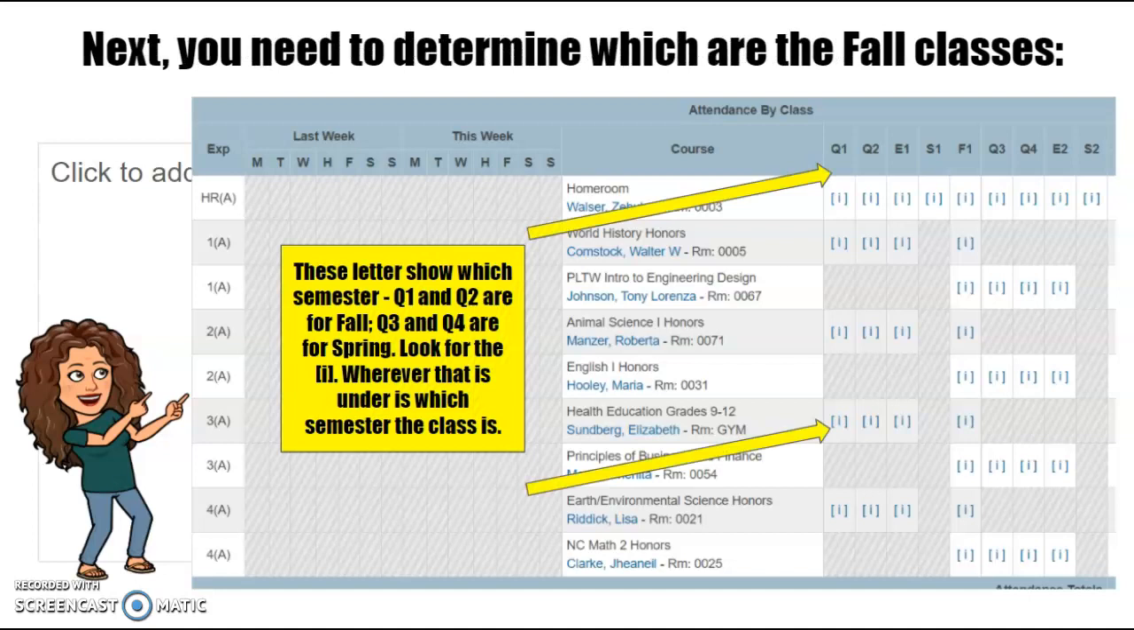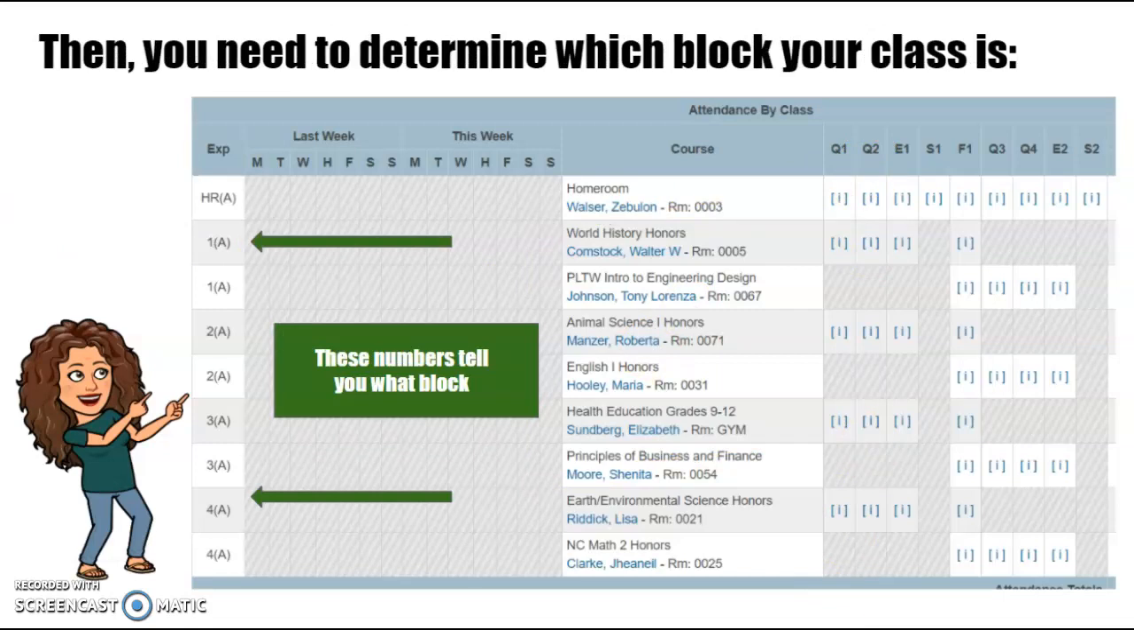Next, you're going to need to determine which are the fall classes. There's several ways to do this. On the right-hand side at the top, you will see the letters Q1, Q2, Q3, and Q4. These letters show which semester your courses take place. Q1 and Q2 are for fall. Q3 and Q4 are for spring. Look for the lowercase i in the brackets. Wherever that is under is the semester that class is. So, here's your lowercase i. Make sure you look at that and see how it lines up and what letters it comes underneath of.